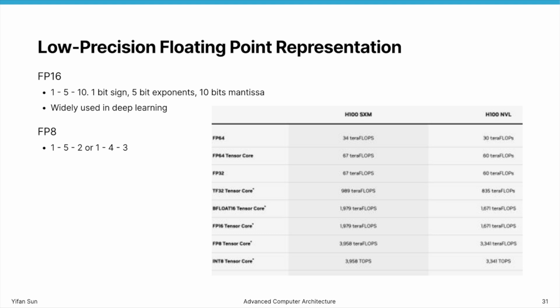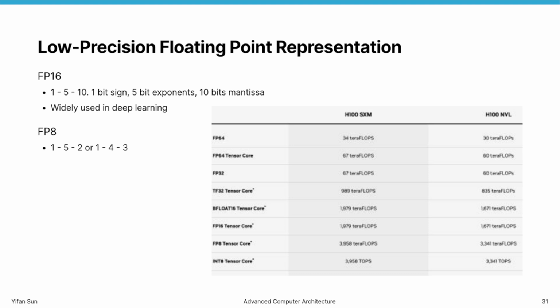Okay, so FP16. How do we represent it? It's basically 1, 5, 10. The sign bit is always there. We cannot really ignore the sign bit, right? Then the exponent is 5, so we can still represent a reasonable range of numbers. Then the mantissa is much smaller because we don't care about the precision that much.